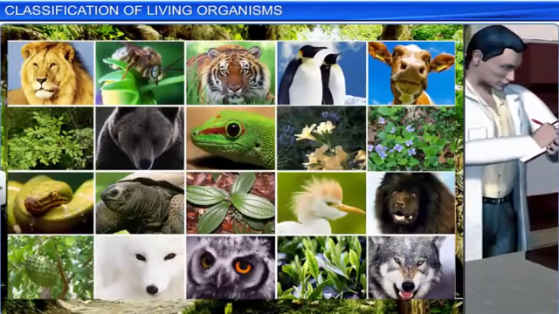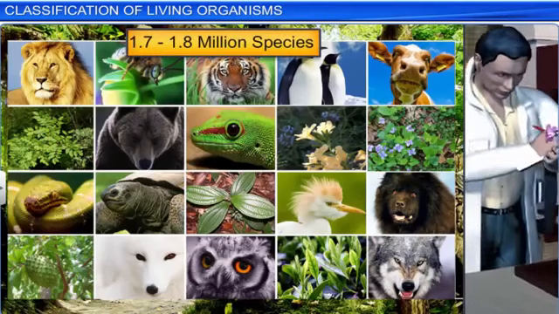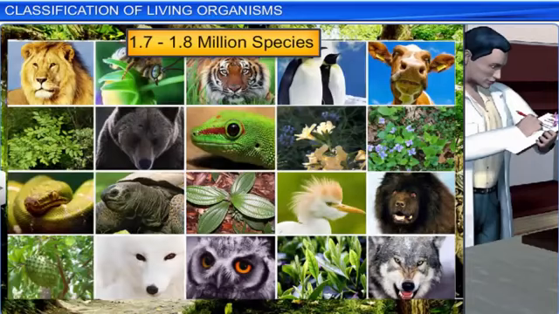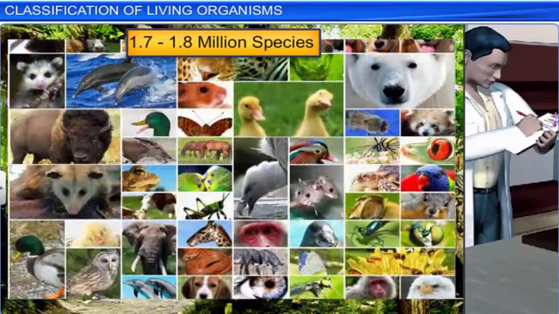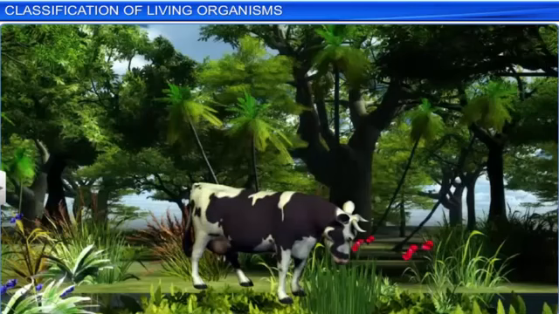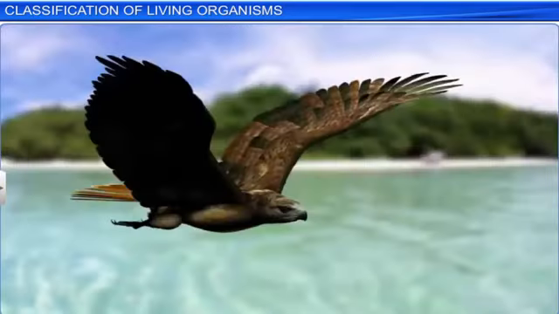Today, there are about 1.7 to 1.8 million species known to us, and this number is ever increasing as we explore new areas along with the old ones. The number and types of living organisms on the Earth is referred to as biodiversity.